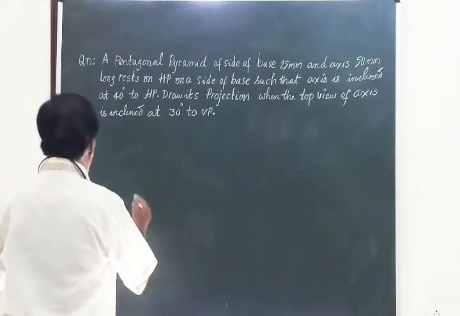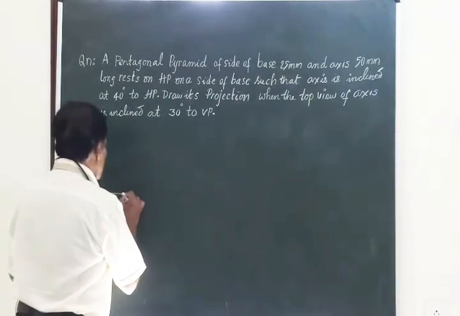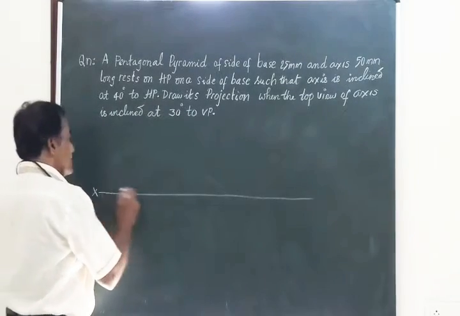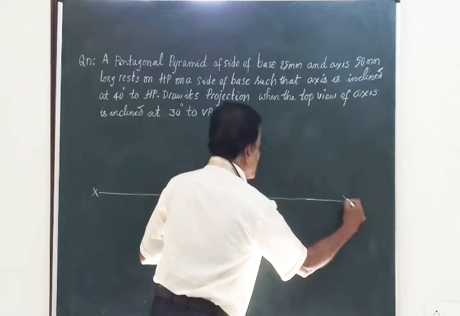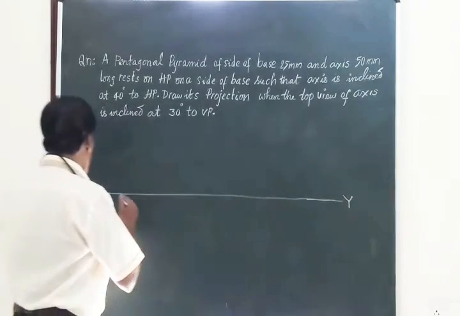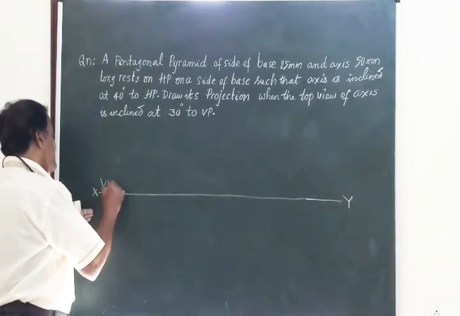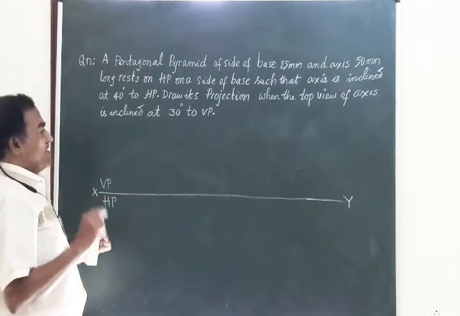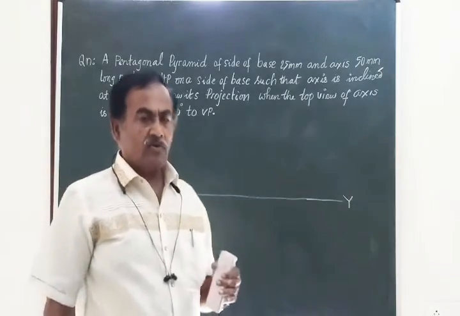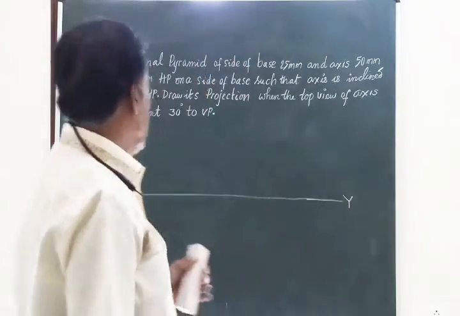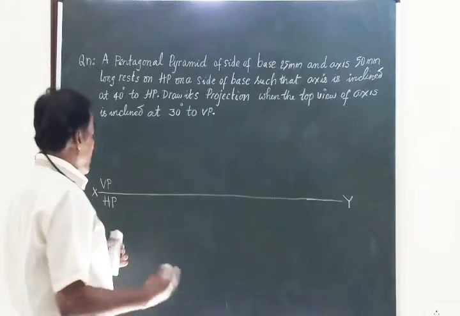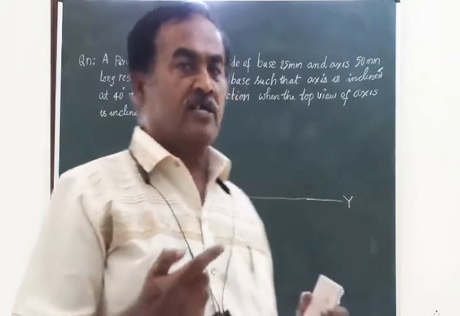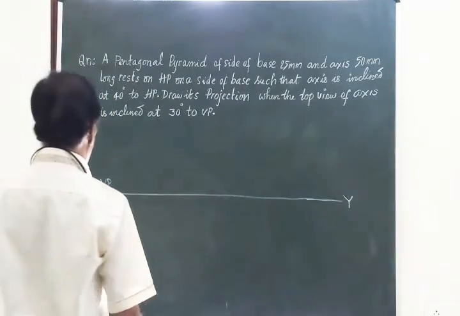Now let me mark a line, the XY line, mark X and Y, the line of intersection of VP and HP, and to indicate the first angle projection, I mark VP by HP. It indicates first angle projection. Now, I told you when you place the pyramid on HP, one of the sides or base edges of the solid should come to the right side of the observer.